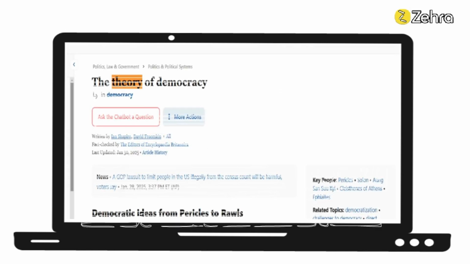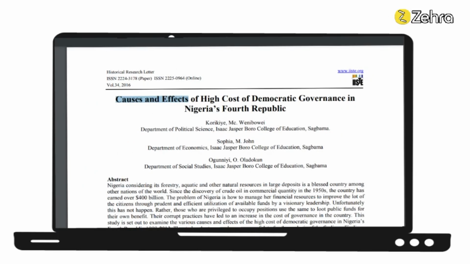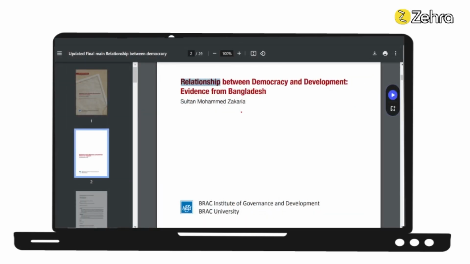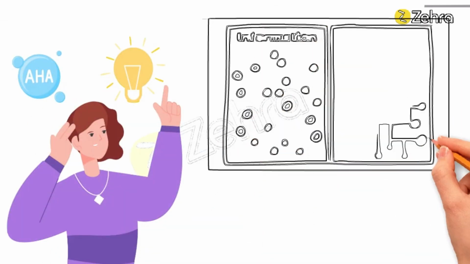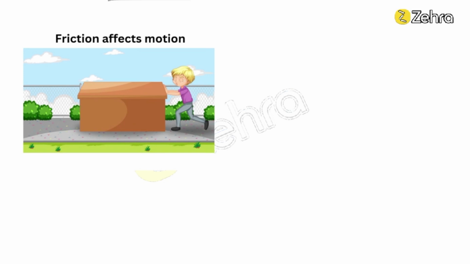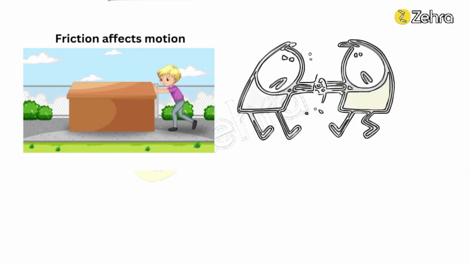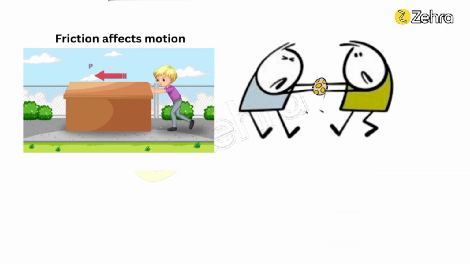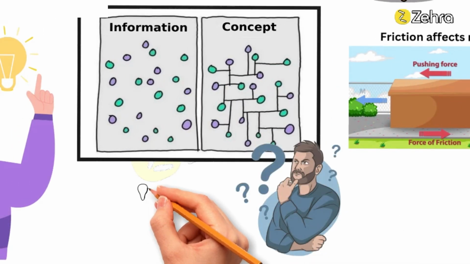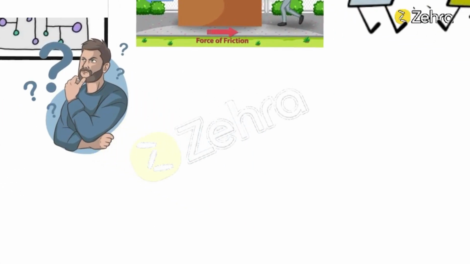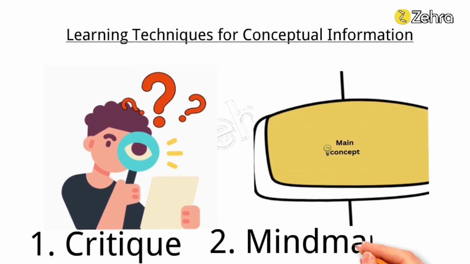You can spot conceptual information by the language used. Words like theory, principle, cause and effect, or relationship are often clues. It's that aha moment when you realize how things connect, like understanding how friction affects motion or how scarcity drives competition. Essentially, it's the glue that holds your knowledge together, allowing you to reason and problem solve, not just recall facts. For conceptual information, we employ the techniques of critique and mind mapping.